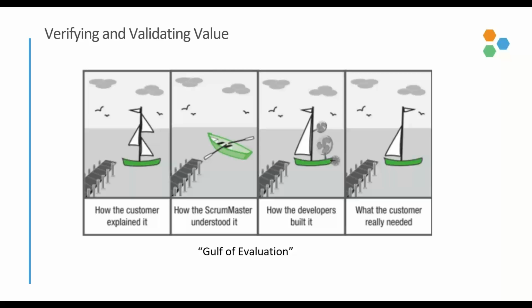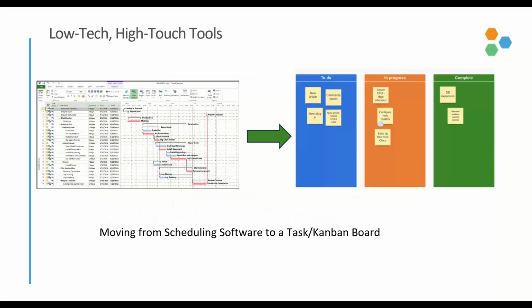So let's discuss approaches used by Agile teams to facilitate optimal communication and eliminate or even mitigate things like this gulf of evaluation, right? Which could obviously cause real problems with our projects. I'm sure some of you have examples of when things didn't go as planned and there was misunderstanding and miscommunication, right? So let's talk about low-tech, high-touch tools.